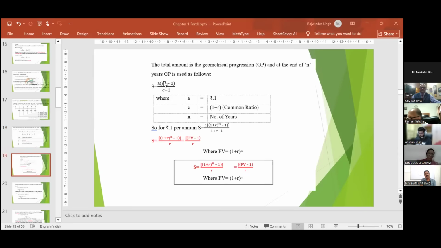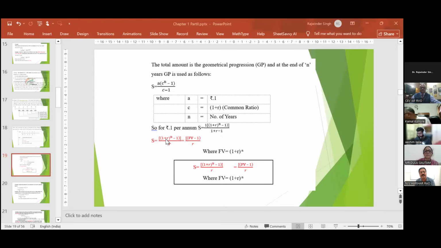N is the number of years. So you put all the values in the formula. Instead of A, you write 1. Instead of C raised to power n, you write (1 plus R) raised to power n, minus 1, divided by C. C is the common ratio, 1 plus R, minus 1. Now in the denominator, the positive 1 and negative 1 cancel each other. What will you have? Only R in the denominator. In the numerator, you will have (1 plus R) raised to power n minus 1, and in the denominator, it is R.